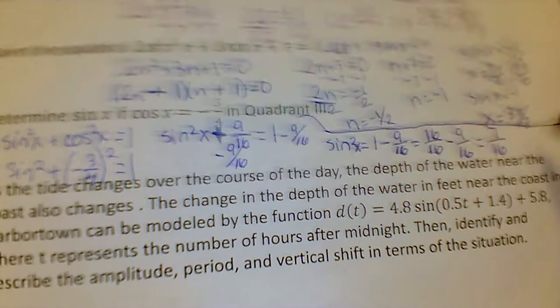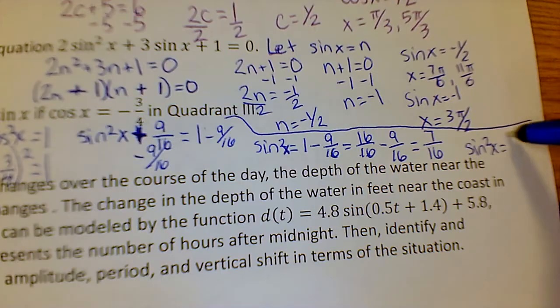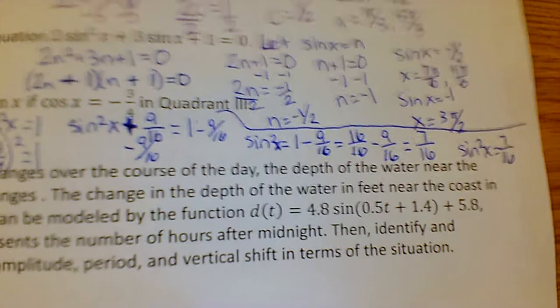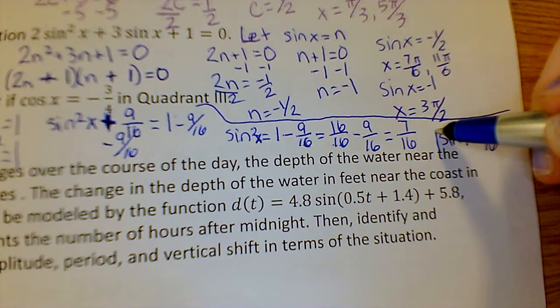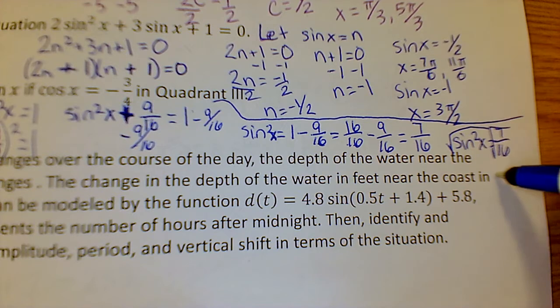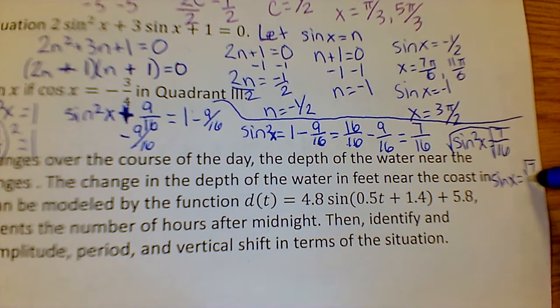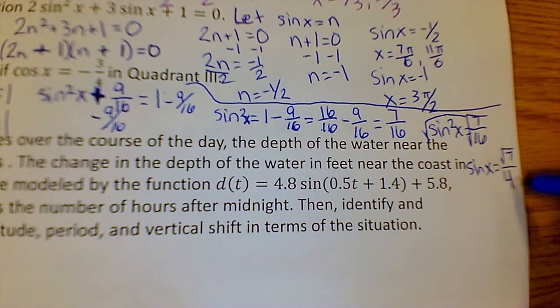And that's sine squared. I'm going to rewrite this. That's sine squared. So in order to get sine, I'm going to just take the square root of both sides. I can't do the square root of 7, so I'll just leave it as square root of 7. I can do the square root of 16, which is 4.